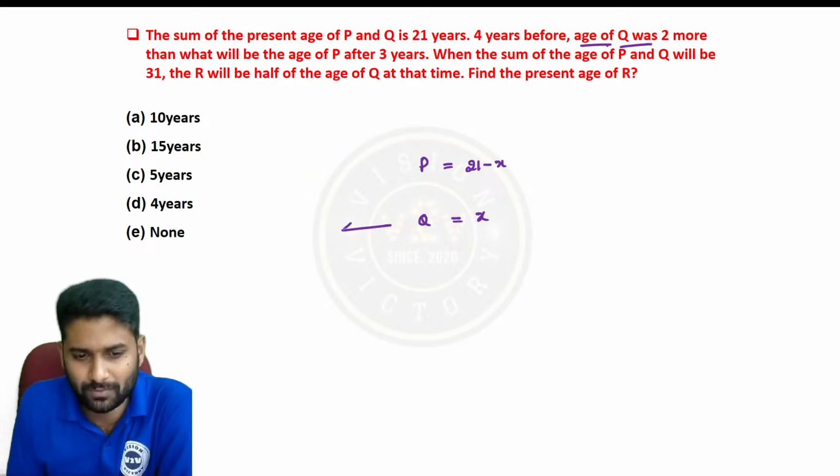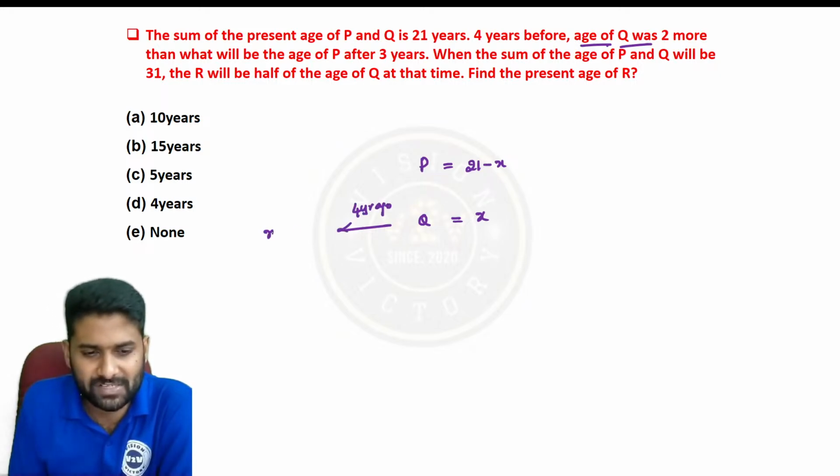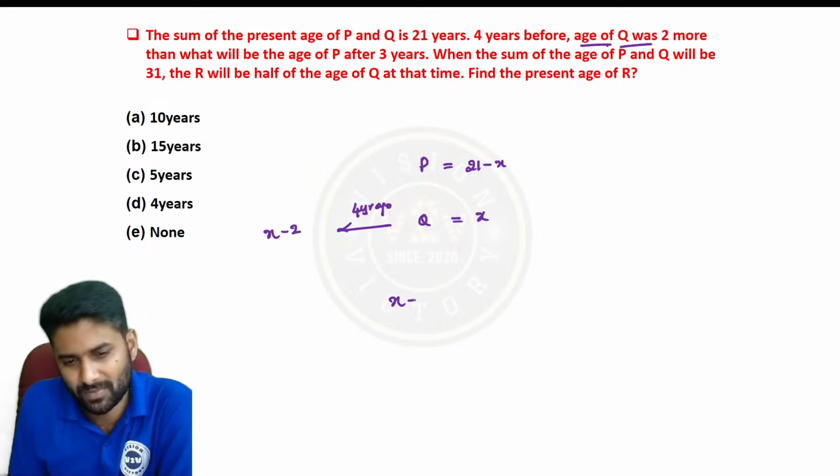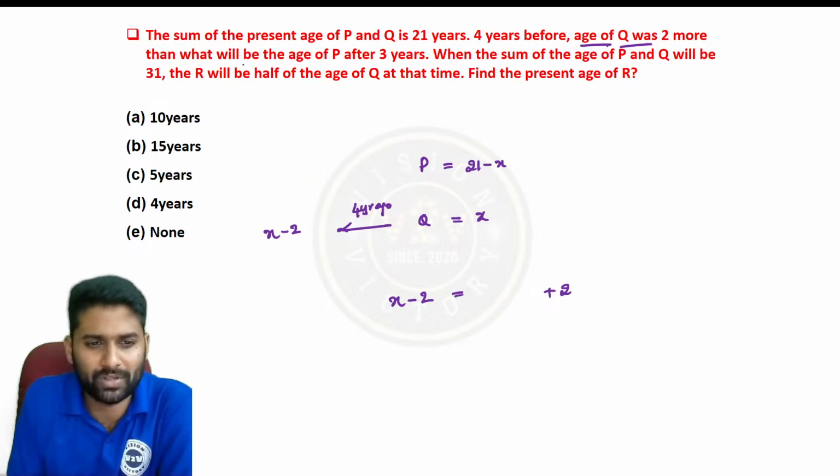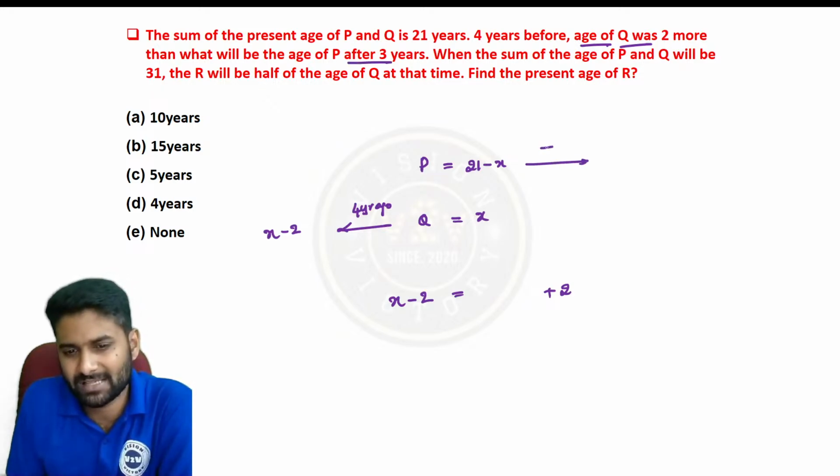4 years ago, what is the age of this guy? x minus 4. It is 2 more than what will be the age after 3 years? See, what is the age after 3 years? It's exactly equal to 24 minus x.